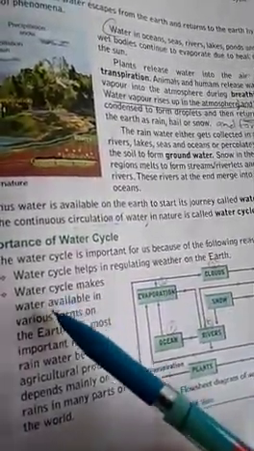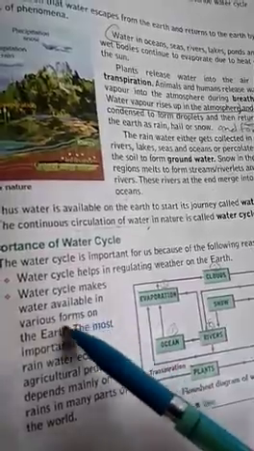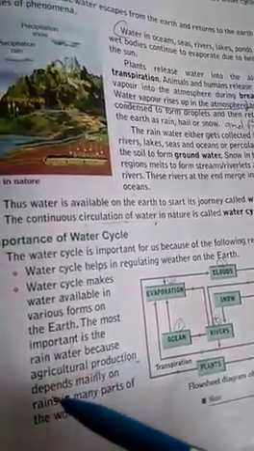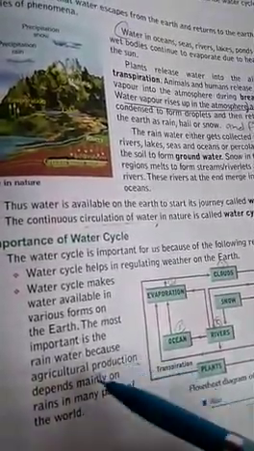Next, the water cycle makes water available in various forms. We get water in the liquid form, in the snow form, and in the ice form also. Most important, with the help of the water cycle, we get rainwater, and rainwater is mostly used for agriculture. Mainly, agriculture production depends on the rain.